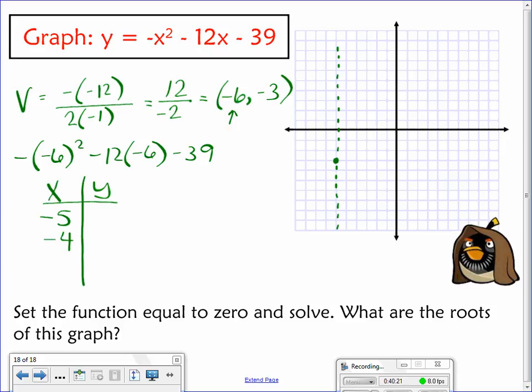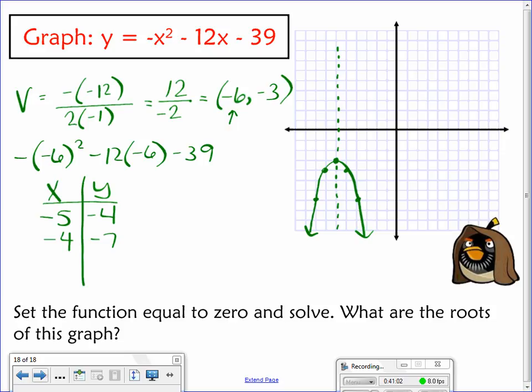So if I plug in the negative 5, I get negative 4. So let's go ahead and plot that, negative 5. And then if I plug in negative 4, you are correct. If I keep plugging in more points, am I ever going to cross the x-axis? No. So I can stop plugging in points, right? Sure. I mean, I can keep plugging in points. I'm going to keep going down and down and down.